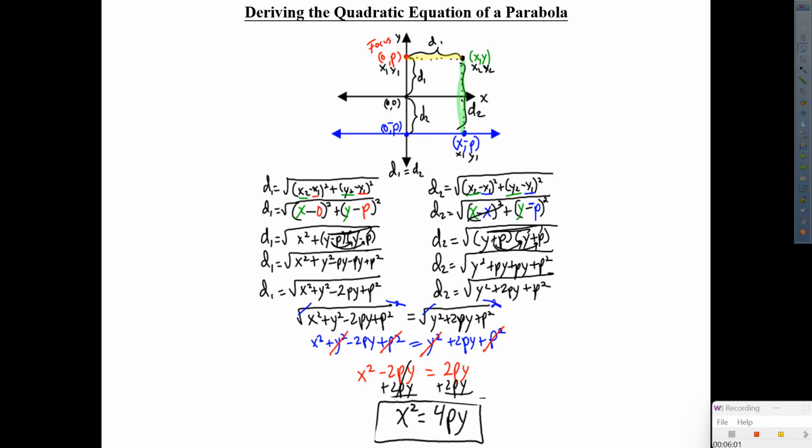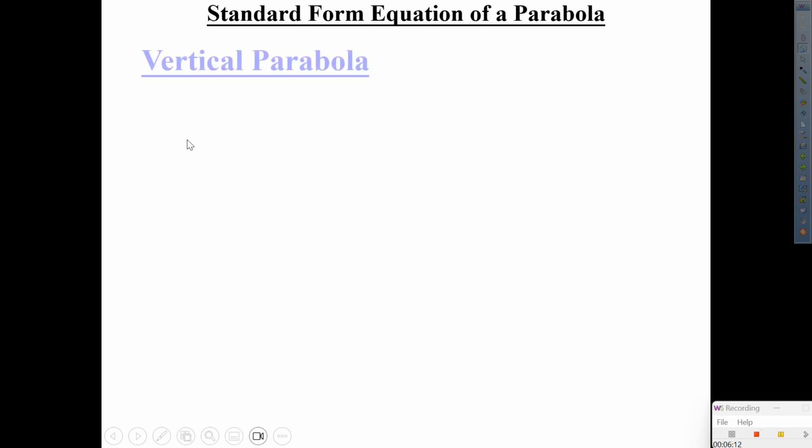So, before we get started, at the top right or left, wherever you have space, copy this, please. Vertical parabola.